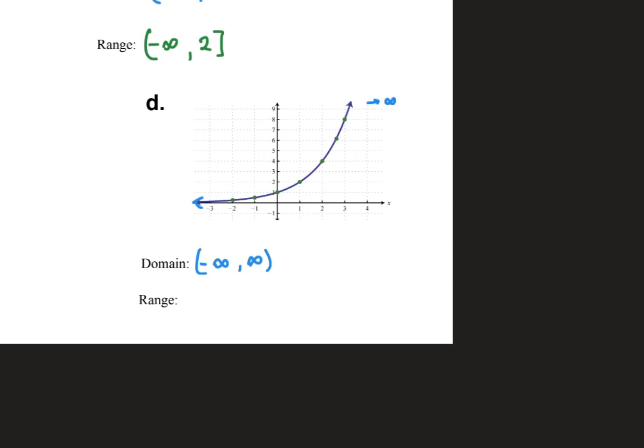And then for the range, the lowest point, well, this is an exponential function, and we know that exponential functions kind of level out. So in that case, it's going to level out at 0. However, it's never quite going to touch 0. So we're going to use a parentheses. And then for the highest point, this is the highest point I see, but that arrowhead means it's going to continue on forever up all the way to positive infinity. So my range is going to go from 0 to infinity.